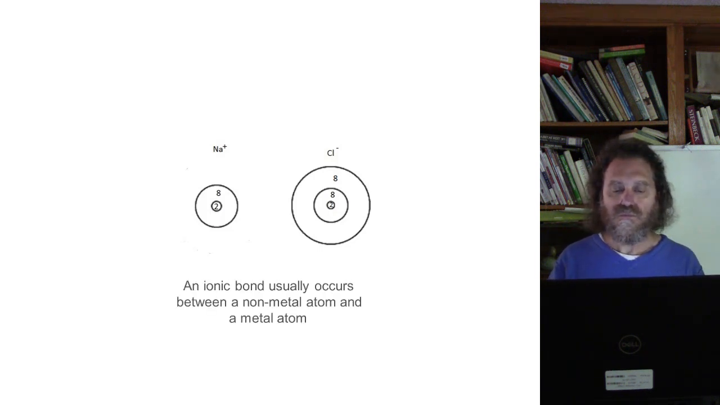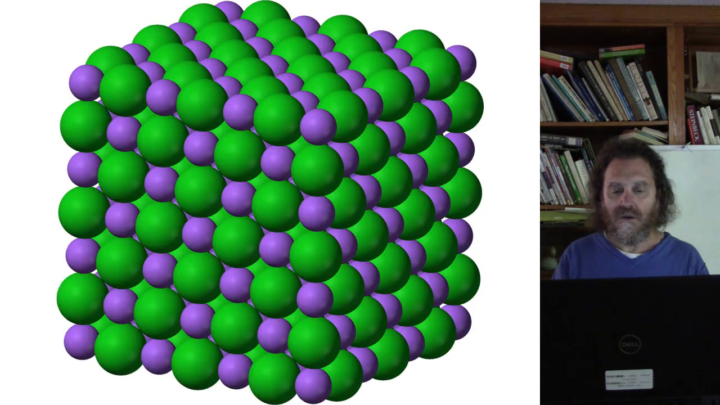So an ionic bond usually occurs between nonmetal atoms and metal atoms because these nonmetal atoms can strongly attract one of the weakly held electrons in the valence shell of a metal atom. This is the way sodium and chlorine ions arrange themselves in a salt crystal. Sodium chloride is salt, right?